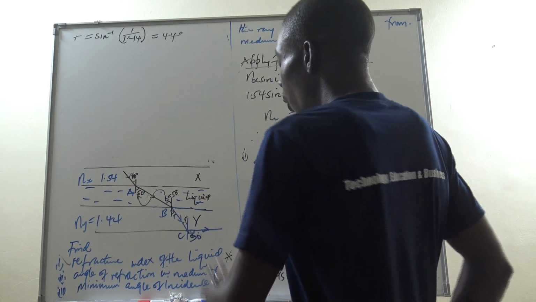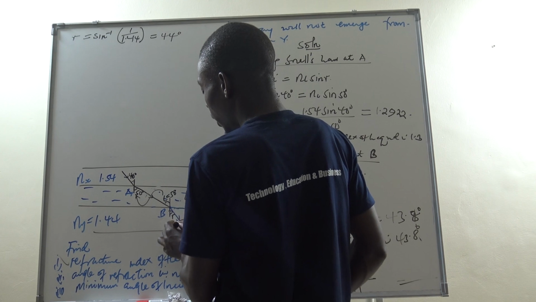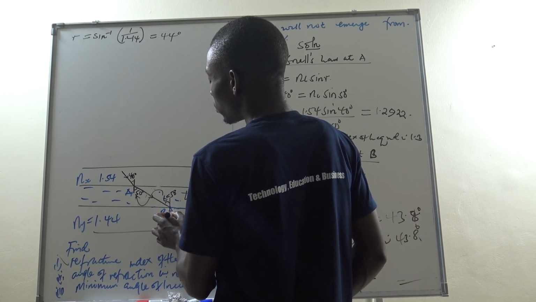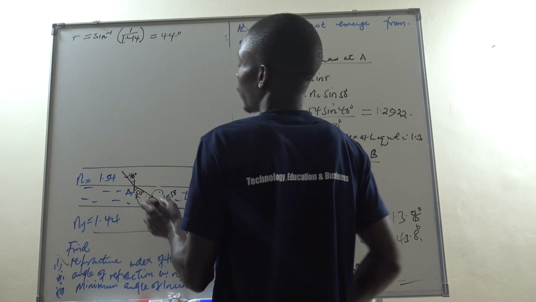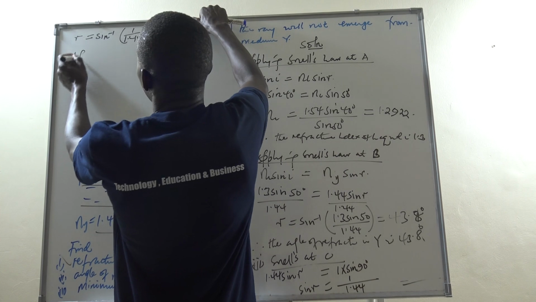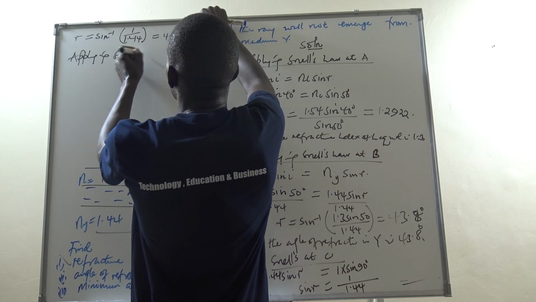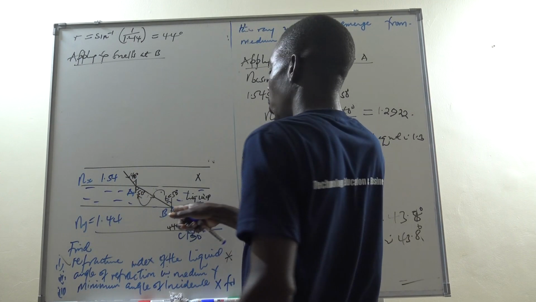And now here we are going to be working backward, please. So that means that our R here is equivalent to 44, but it is the same R here. So this same R is here because this angle is equivalent to that. So you can say applying Snell's at B. We now apply Snell's at this point here.